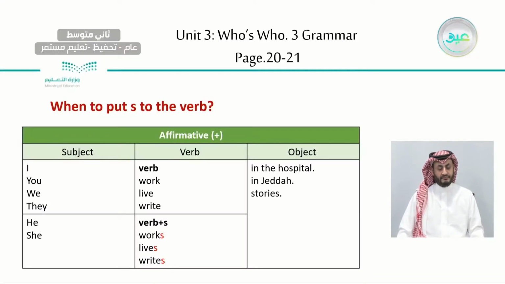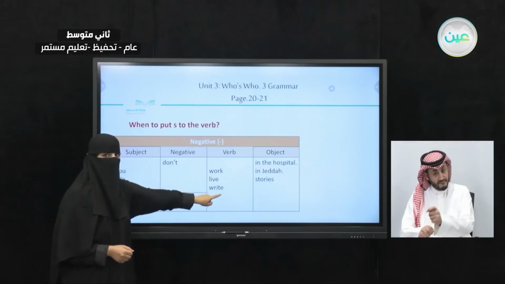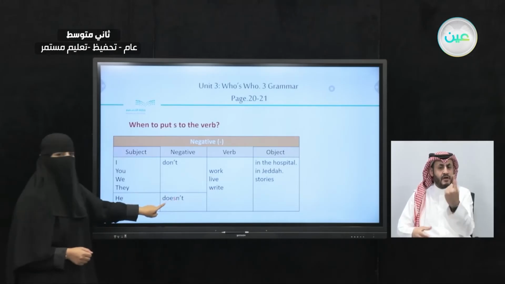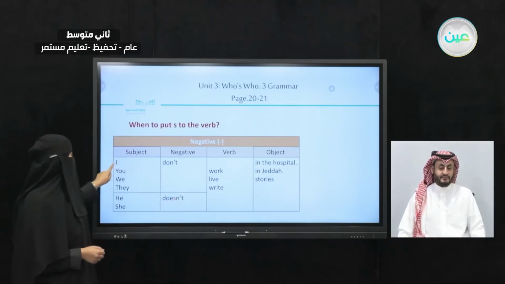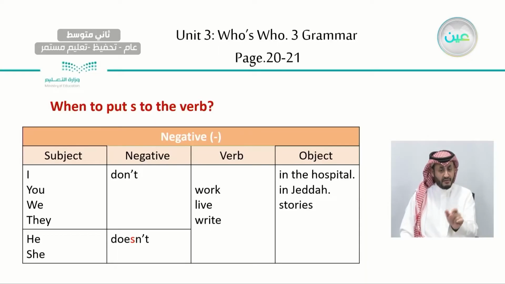Now, let's take a look at the negative form. It's the same thing, but after the subject, we will add don't or doesn't. Now, I want to show you something here. Do you see the S here in doesn't? So we are not going to add the S to the verb. The S will be here in doesn't. Let's take a look. I don't work in the hospital.